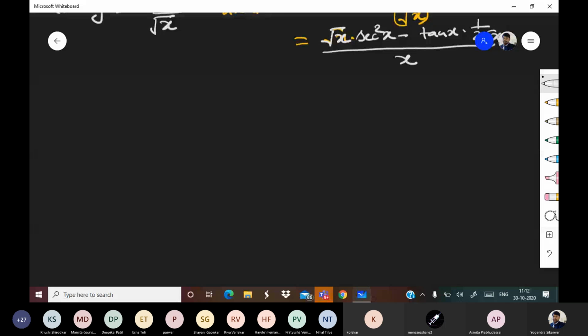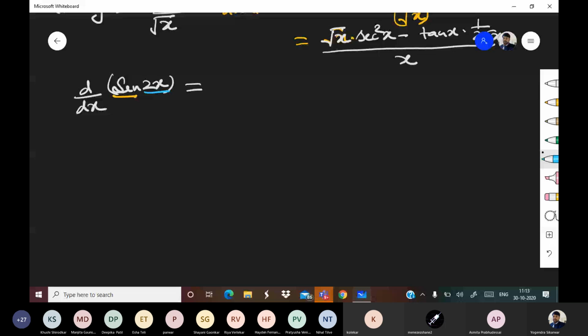Now there is something called differentiation of a function of a function. Let me tell you what it is. Suppose I give you d by dx of sine of 2x. Here there are two things. One is the sine function and the other is the 2x function. So we have not just sine x, it is sine of 2x. All right. So what to do in that case?